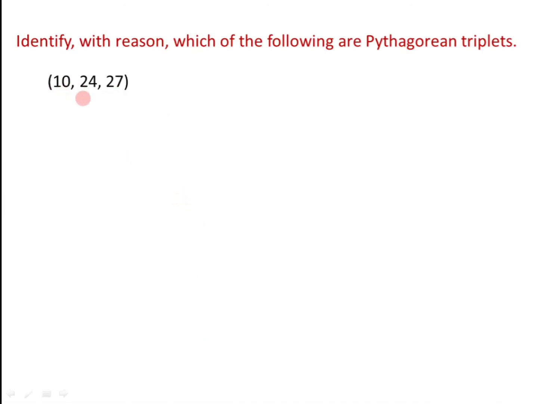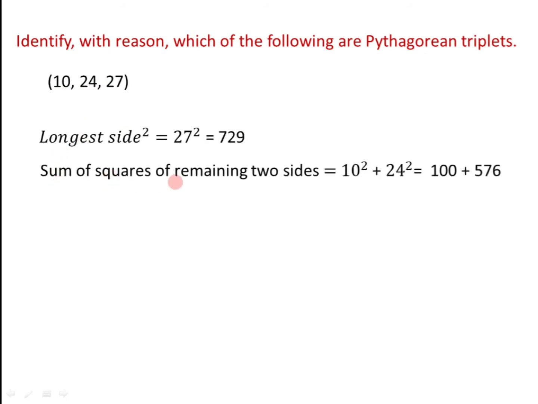Another triplet is given: 10, 24 and 27. Here also first of all we should pick up the largest number. The largest number is 27. We should take the longest side square, that is 27 square, that's 729. The remaining two numbers are 10 and 24. So we should make the sum of squares of the remaining two sides, that's 10 square plus 24 square. So 10 square is 100 plus 24 square is 576. So if we add these two, we get 676.